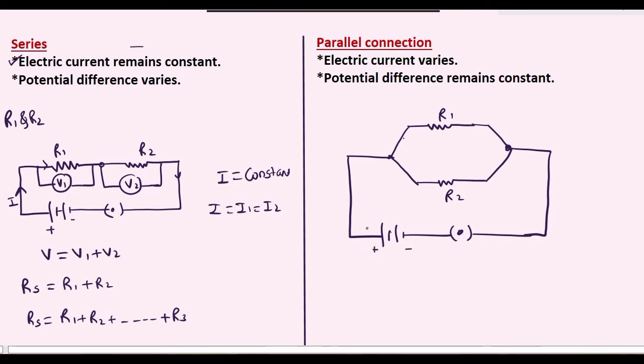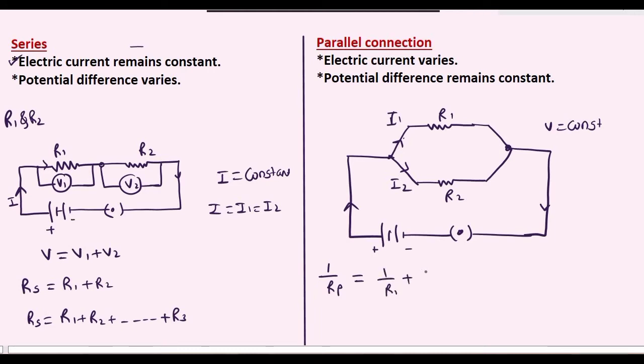Now the current will always flow from the positive terminal of the battery to the negative terminal of the battery. We know that the current across the parallel connection varies. The current across R1 is I1 and the current across R2 is I2, that is, the electric current varies. The potential difference is constant in parallel connection, whereas in series the electric current is constant.